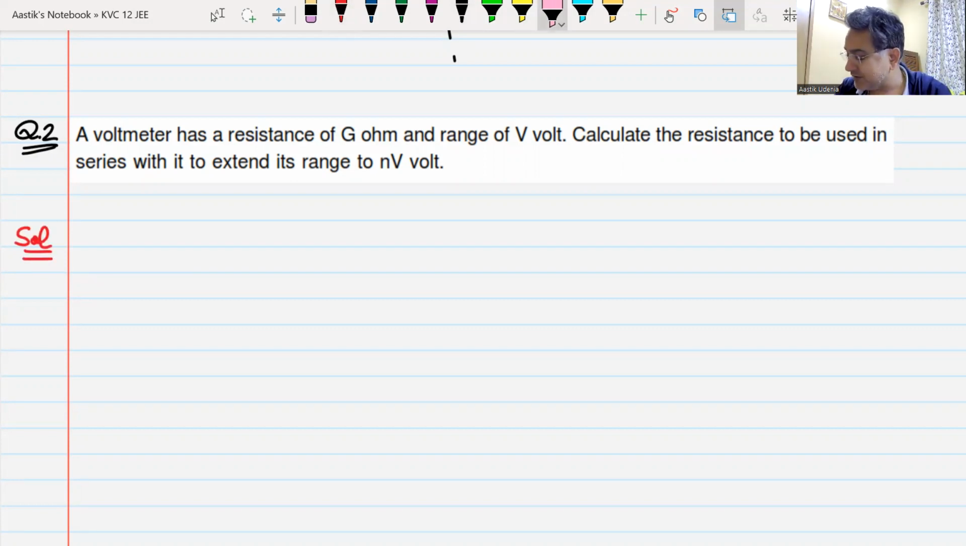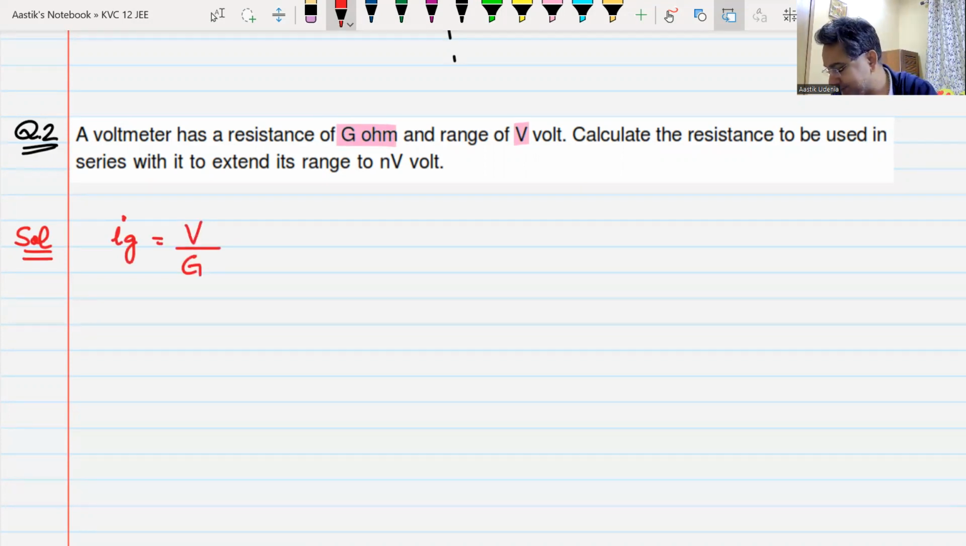Now remember, the resistance is given as G ohm and the range is V volt. So from there I can find out the value of Ig, the full scale deflection current. The full scale deflection current will become V by G. Yes or no? Yes, sir. I know the full scale current.